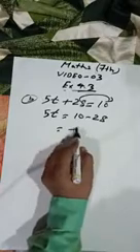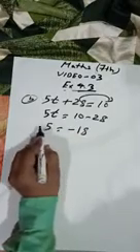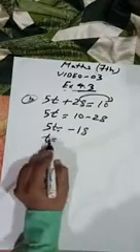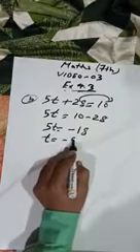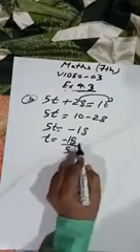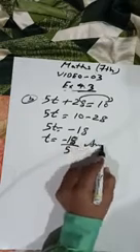When you solve this, it will become minus 18. This is 5t. Now t is equal to minus 18 by 5. This is your answer.